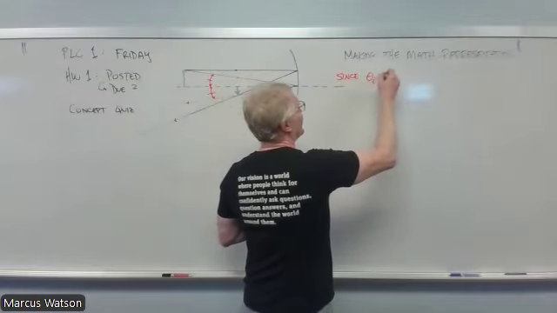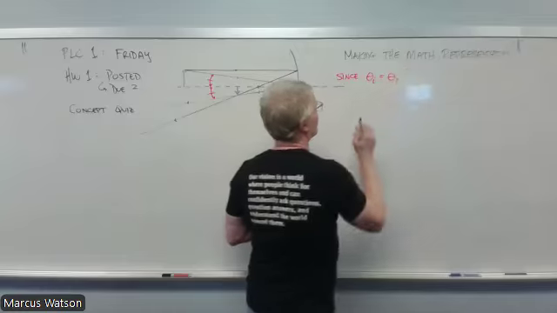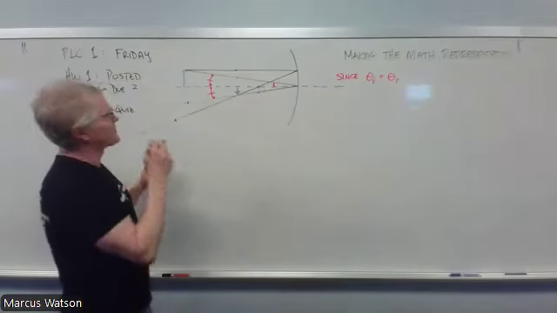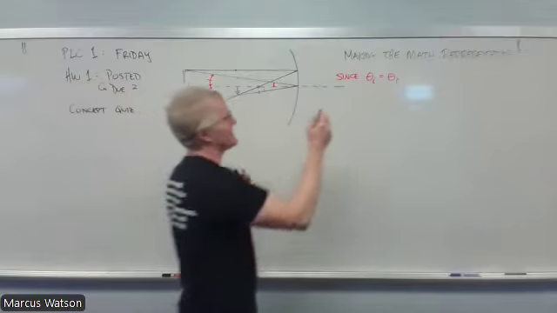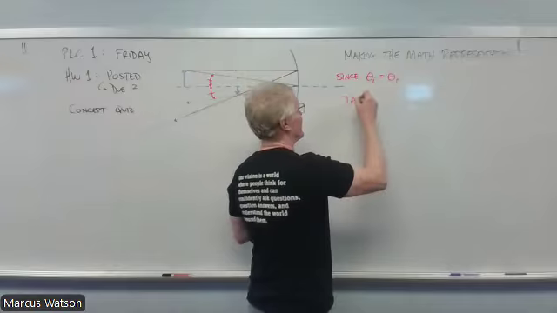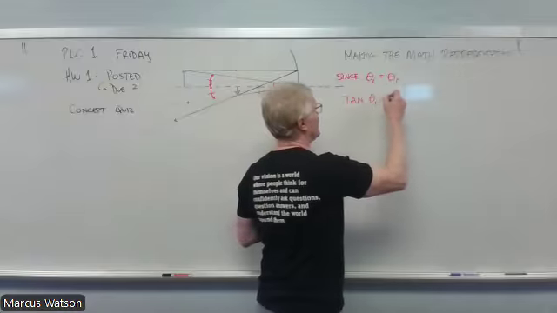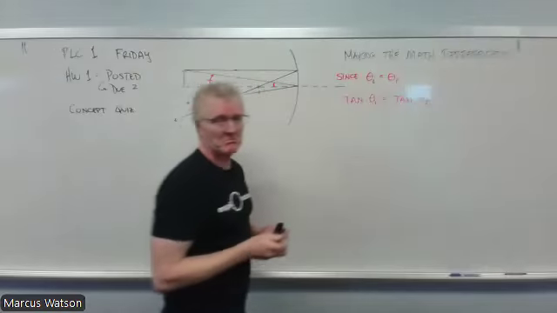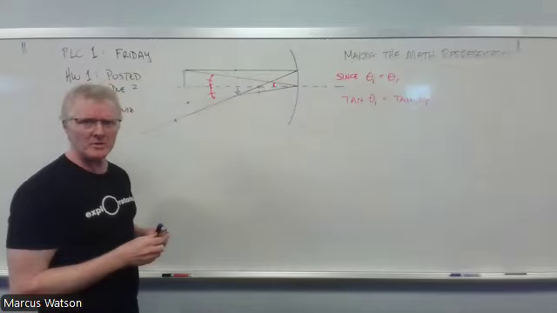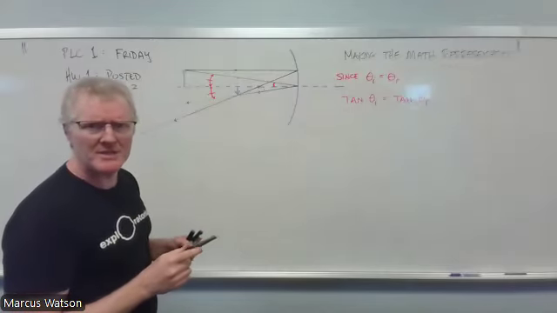Since theta I and theta R are the same for the ray 2 case, what I'm going to do is say then these tangents are the same. Tangent theta I is equal to tangent theta R. Hopefully you would agree with that. Sorry about the glare, but it just says tangent.